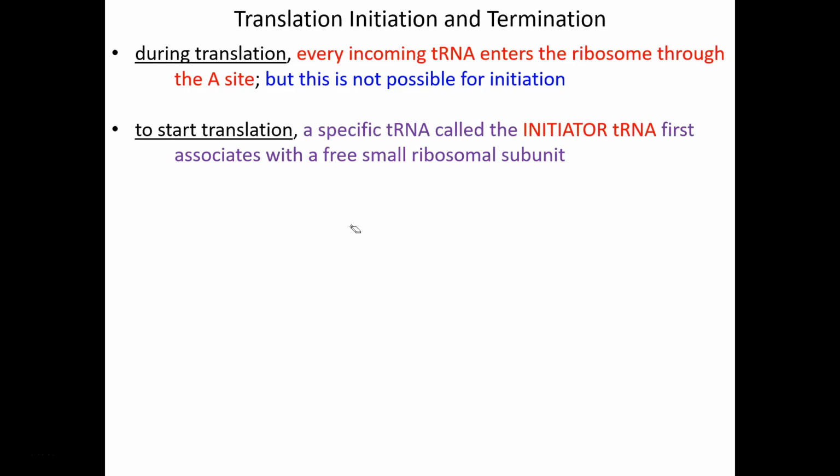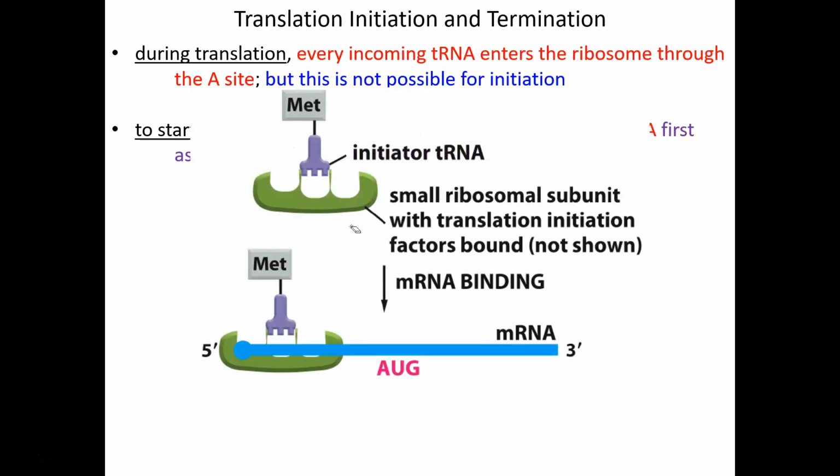and that requires initiation. So a specific tRNA called the initiator tRNA, this is the tRNA that can bind to the start codon. The start codon for every single protein on the planet Earth is AUG, and the anticodon that binds to that is CAU. So the initiator tRNA has a CAU anticodon, and it can base pair to the start codon. It's also the only tRNA that can enter the P site with only one amino acid on it, and it carries methionine. The only codon that methionine is encoded for is the start codon AUG.